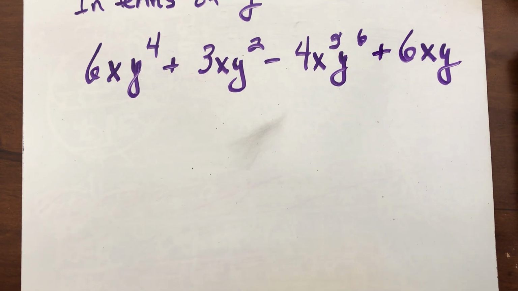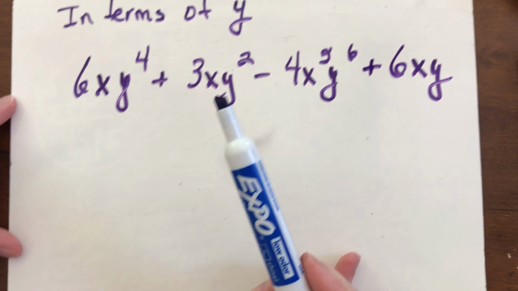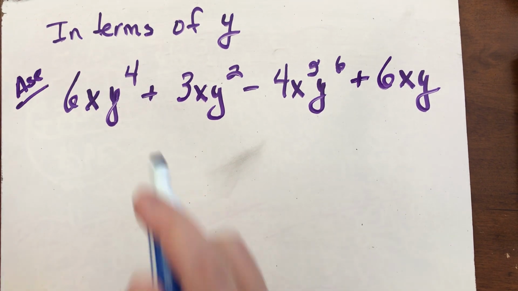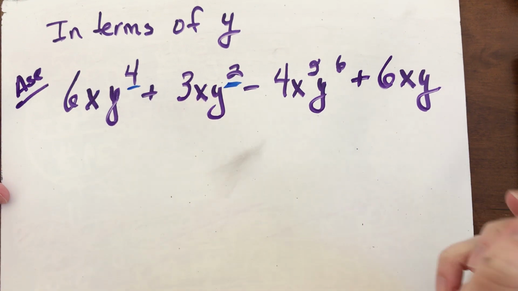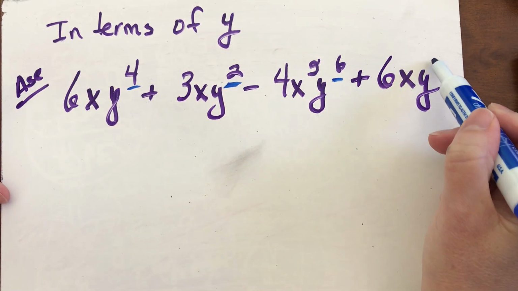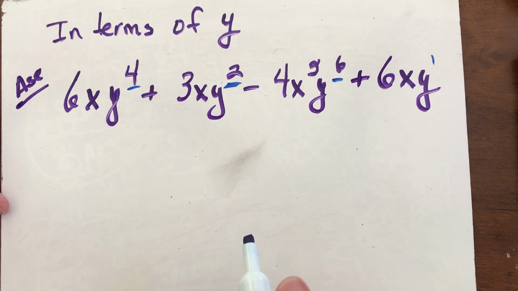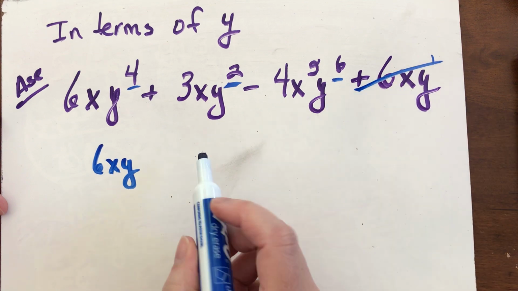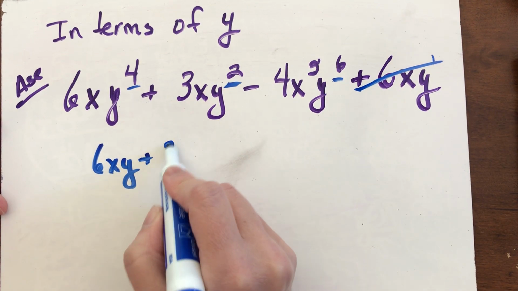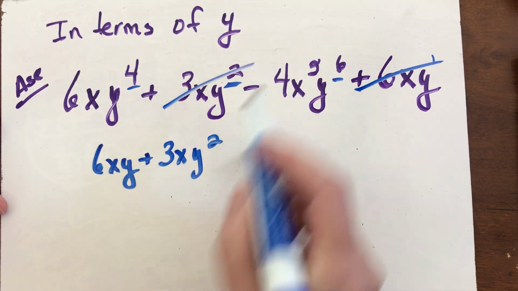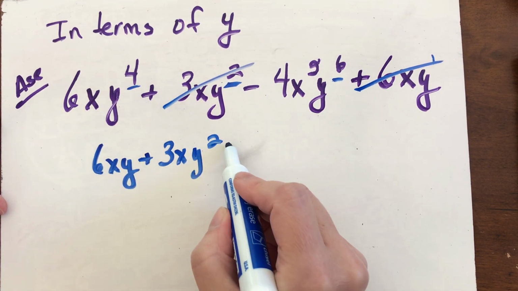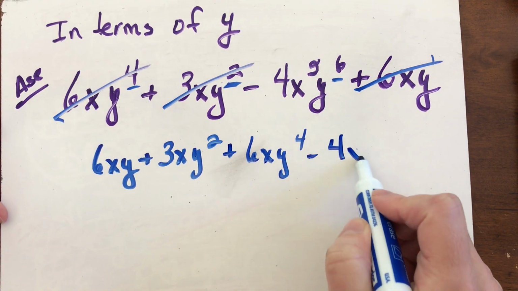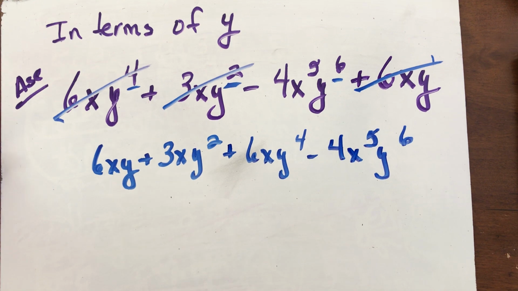Okay. All right, so if we're looking at it in terms of y, then all you have to do is look at the y. Let's do ascending on this one as well. So y, we have a 4, we have a 2, we have a 6, and what is this? That's a 1. So ascending would be smallest to highest. So I would start off with the 6xy to the first. I cross that out. Next y is the second one. So plus 3xy to the second. And then y to the 4th would be the next one. So I have plus 6xy to the 4th. And then I'm going to have minus 4x to the 5th, y to the 6th.